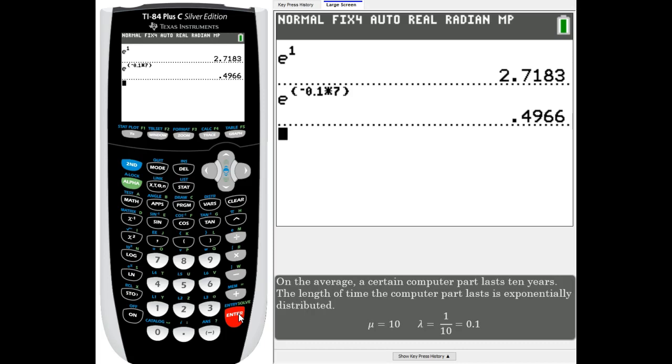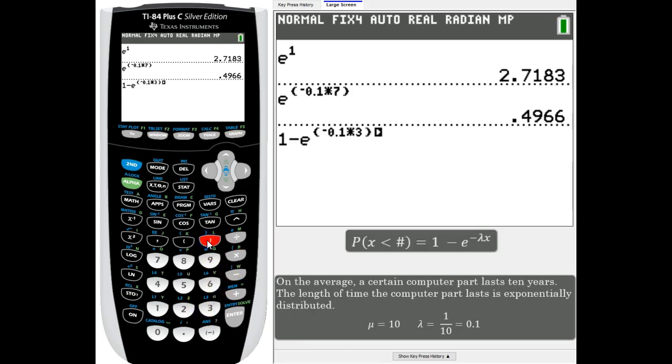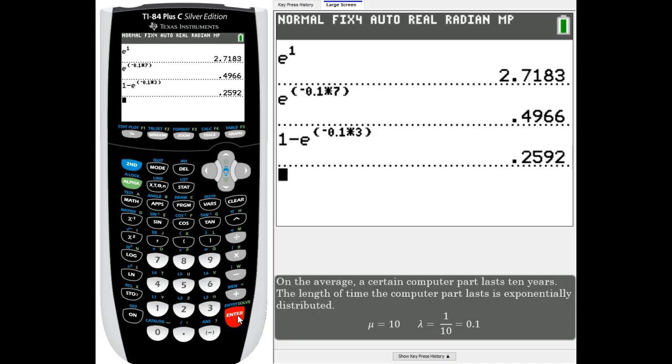Let's find the probability that it will last less than 3 years. Well, when we work with less than a value in exponential, I need to first start off with 1 minus, and now I use my exponential function. Second, e to the x, my lambda has not changed, so negative 0.1 times the amount of my x, which is 3 this time. So the probability that the computer part will last less than 3 years is 0.2592. It's about 25% of the time the part won't last past 3 years.